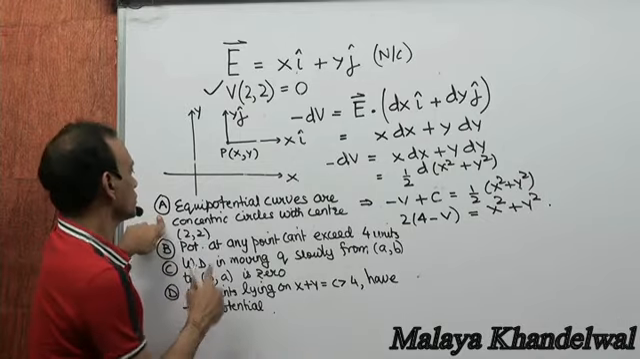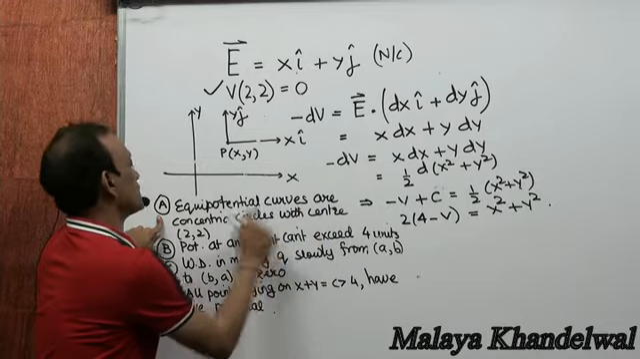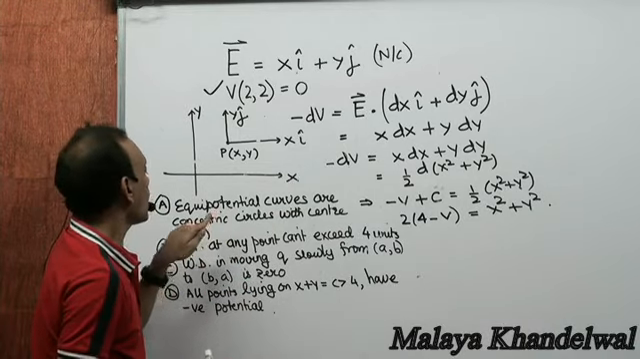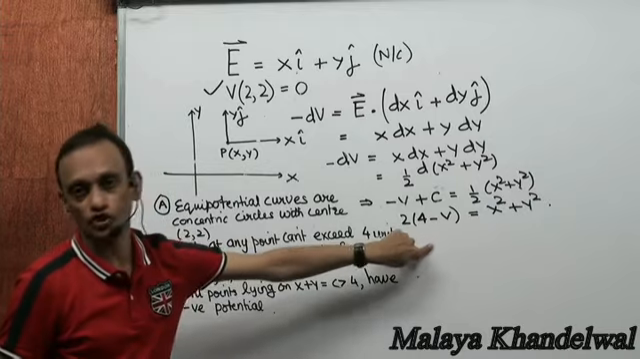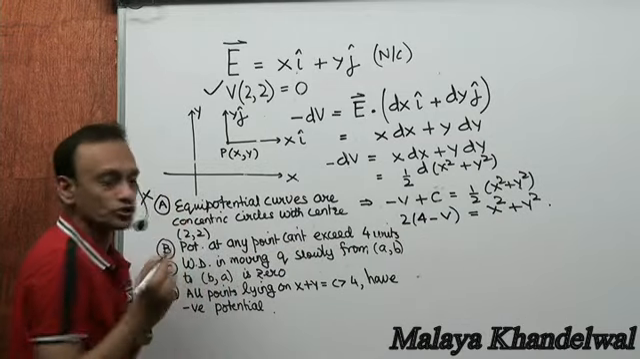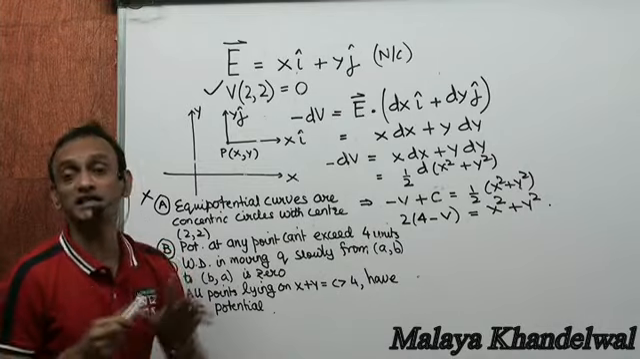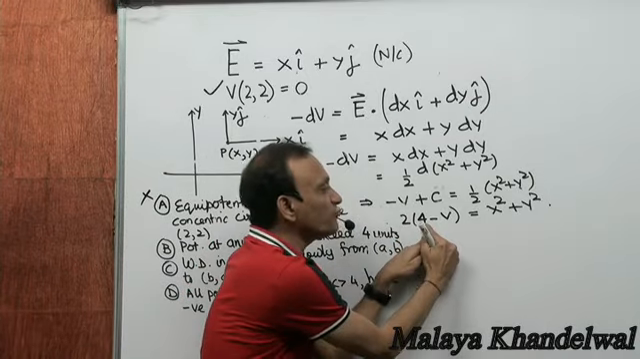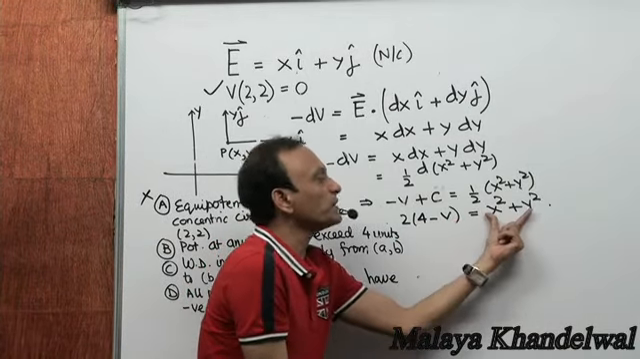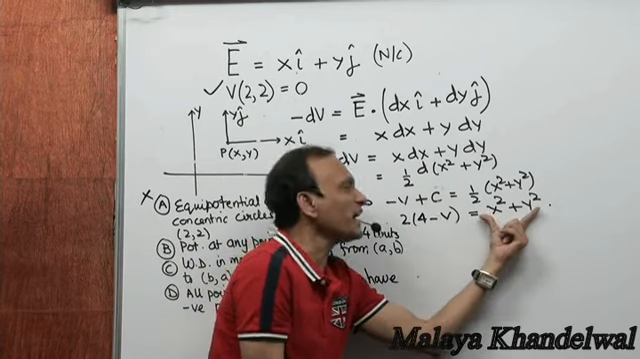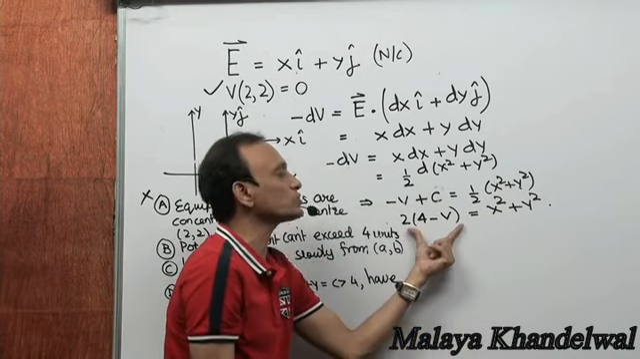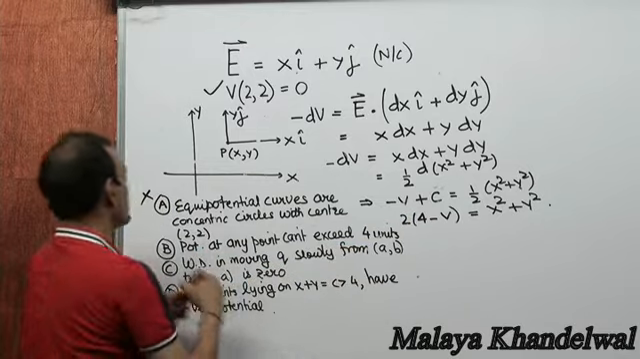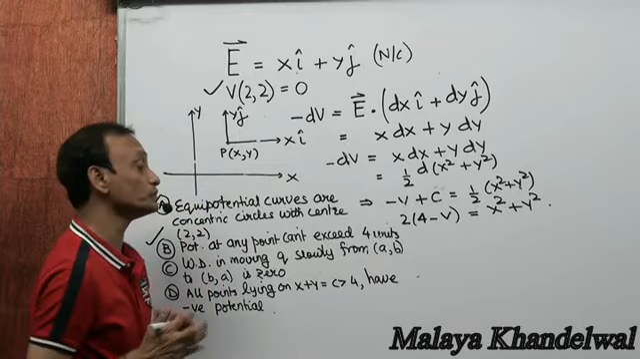So, this option A is wrong. Equipotential curves are concentric circles with center 2, 2 is wrong. Equipotential curves are concentric circles with center 0, 0. Right? So, option A is obviously ruled out. Potential at any point cannot exceed 4 units. Yes, indeed so. Because if V is more than 4 units, this will become a negative number, but x squared plus y squared cannot be negative. So you can't have real x, y such that x squared plus y squared is a negative number. So potential at any point cannot exceed 4 units. That's true. B is true.